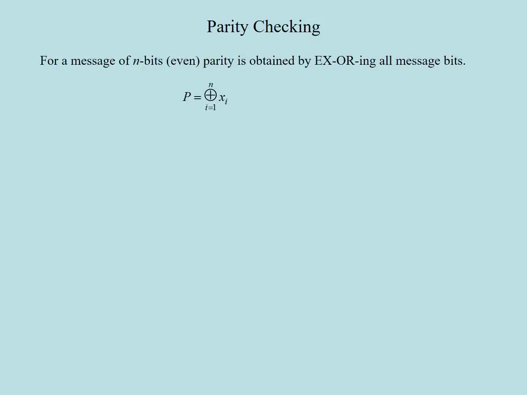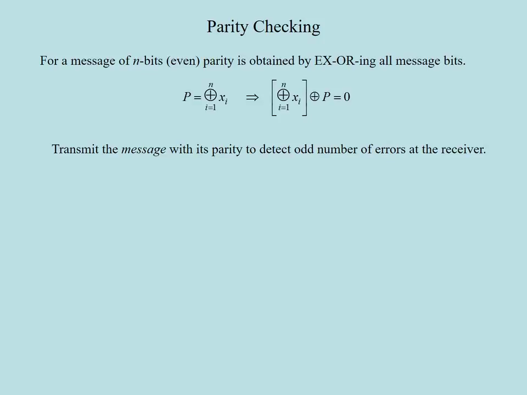It seems that one can test whether the number of ones in a bit sequence is even or odd by XOR operations. In other words, the even parity of a message of n bits is obtained by an n-input XOR gate. You can also check whether an even parity bit is correct or not by XORing the message bits and the parity bit all together. Therefore, we transmit the message with its parity to detect an odd number of errors at the receiver. This is how it will work.